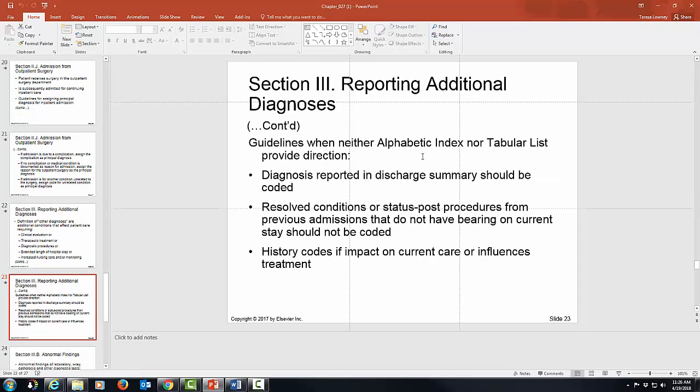Reporting additional diagnoses continued. When neither the alphabetical index nor the tabular list provides direction, the diagnosis reported in the discharge summary should be coded. That's why most coding doesn't happen until the patient is going home and you have that discharge summary, which is also why, if you're working in a medical office, you want to make sure your physicians are getting their discharge summaries done and back to the hospital. You can have resolved conditions or status post procedures from previous admissions that do not have bearing on the current stay. In this case, don't code those. If they don't have any bearing on what's going on now, don't worry about coding those. History codes only if they impact the current care or influence the current treatment.